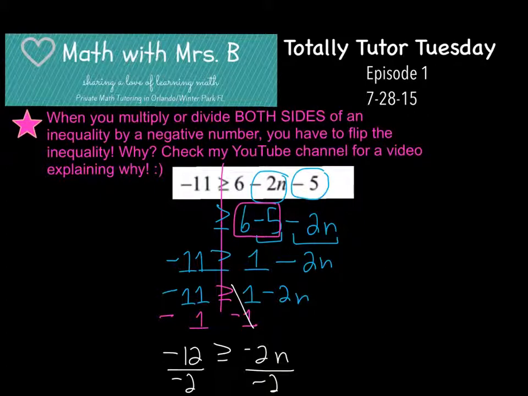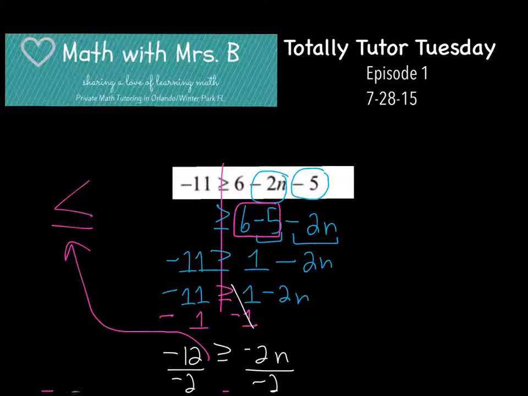I just divided both sides of an inequality by a negative number. And that forces me to flip the inequality sign. So what was greater than or equal to is now less than or equal to because of the rule. And what happens over here is that I end up with n on the right side, because negative 2n divided by negative 2 is n.